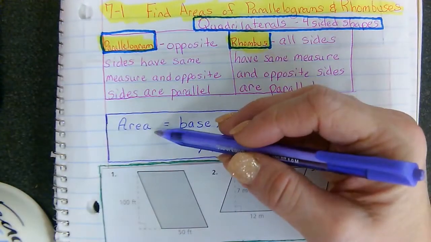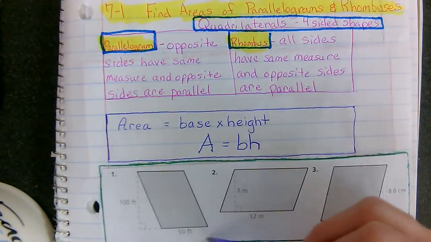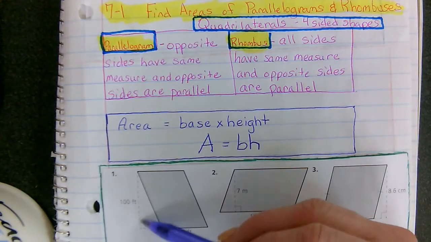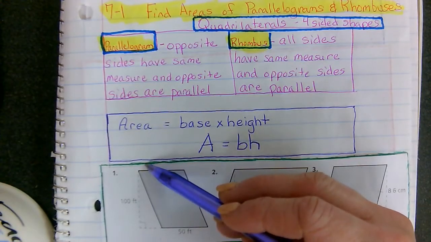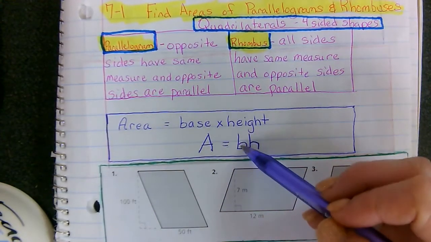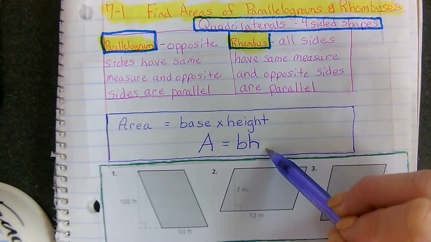Now to find the area, it is equal to the base times the height. The base is what it sits on, and the height is not always a side, it's how high this thing goes. Okay? So A equals B times H, and you don't need to put a times symbol between those variables.